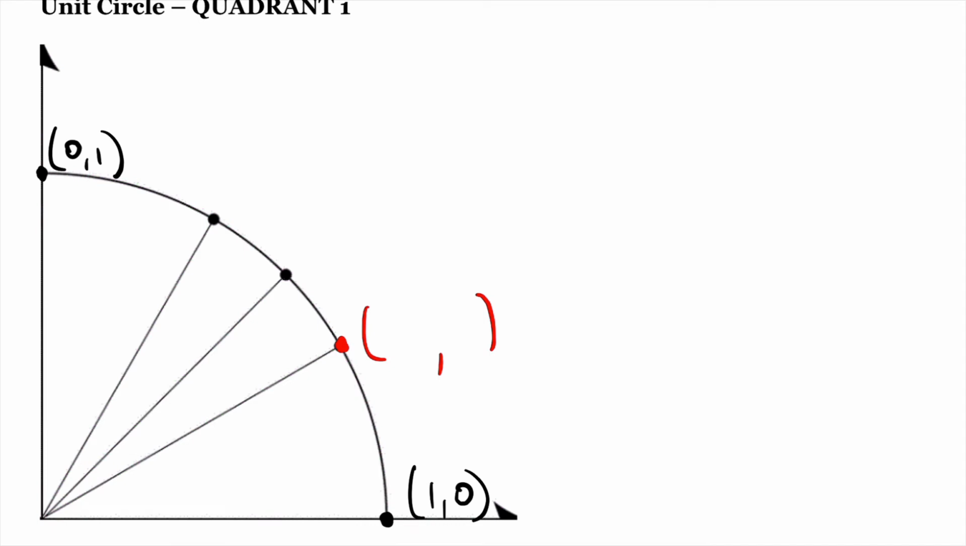So if we go right, is that positive or negative? And if I go up, is that positive or negative? So both are positive. That helps. Now I need to know distance. To help me with distance, I'm going to do something we've done before. We've done this plenty of times.